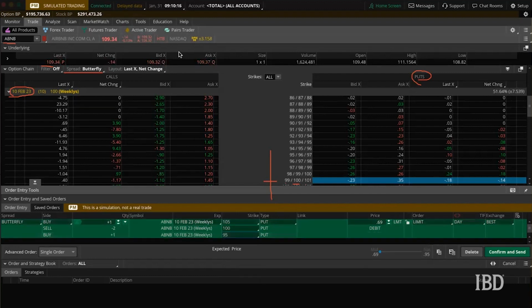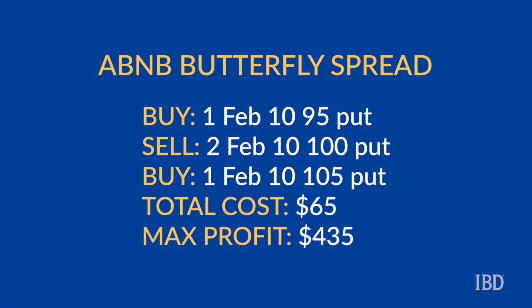And to recap the entirety of this trade, we are looking to buy 1 February 10 put with a 95 strike, sell 2 February 10 puts with a 100 strike, and buy 1 February 10 put with a 105 strike. The total cost of this trade is $65, and that is the maximum loss potential as well. The maximum gain is $435, which is calculated by taking the difference in the strike prices minus the premium paid.